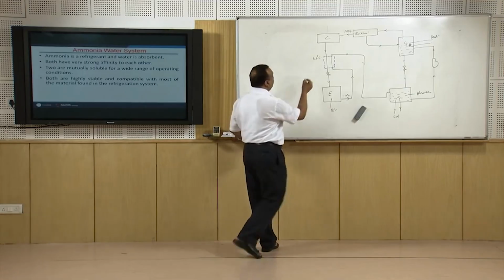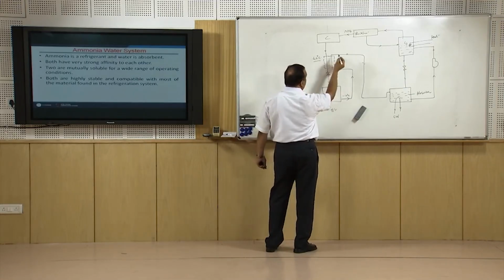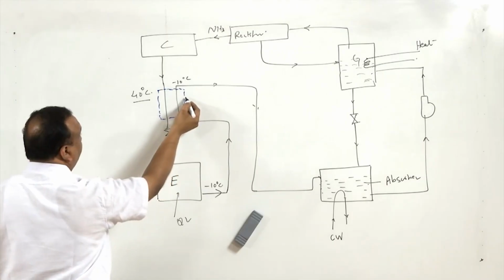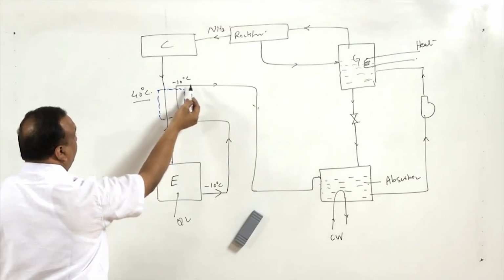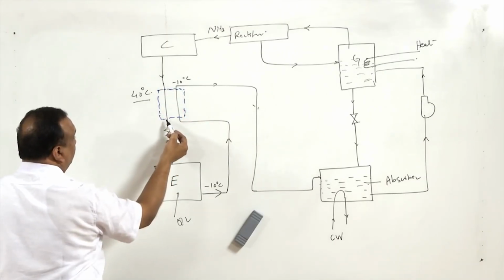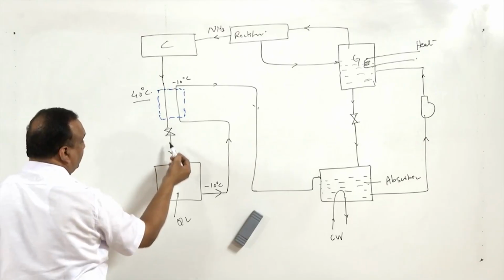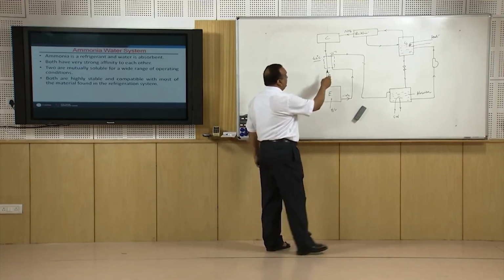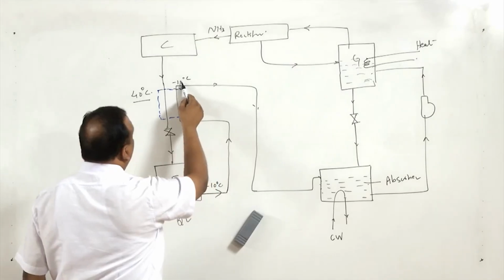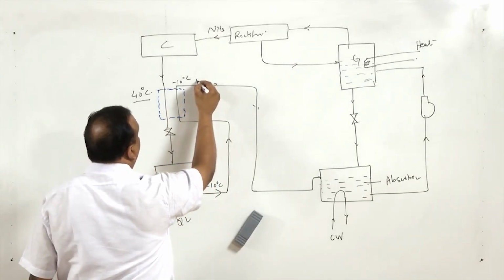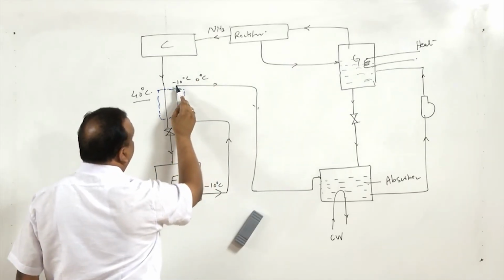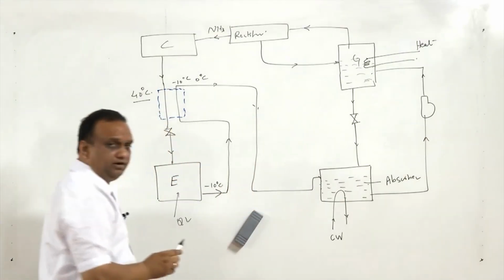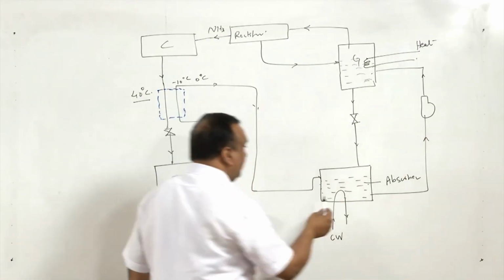This is at 40 degree centigrade, this is at let us say minus 10 or 0 degree centigrade. Heat exchange takes place, the vapor gets superheated and the liquid gets subcooled. When subcooled liquid is expanded, we get more refrigerating effect. At the same time, after attaining heat it becomes 0 degree centigrade ammonia. So, this superheated ammonia vapor goes to the absorber, where it gets absorbed.